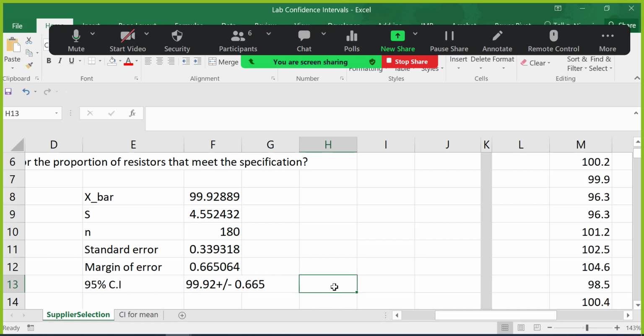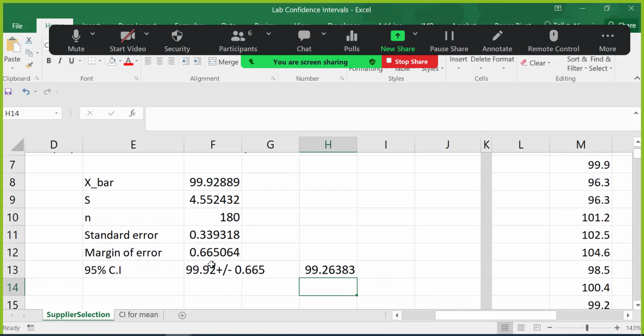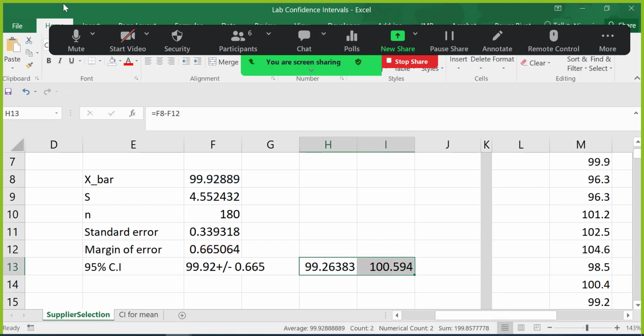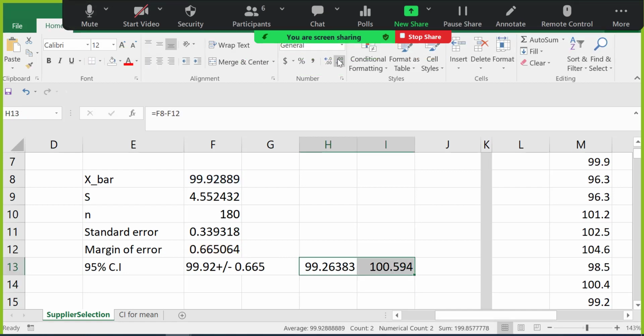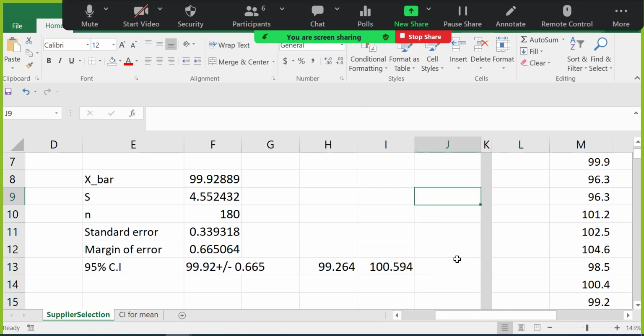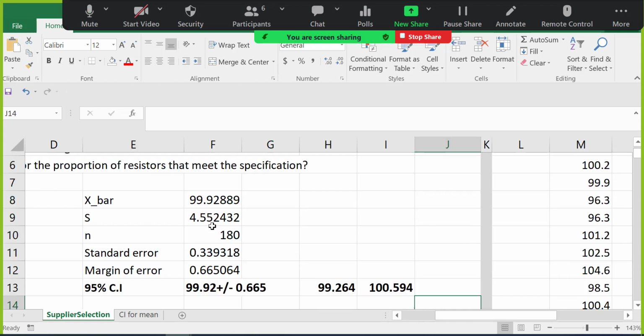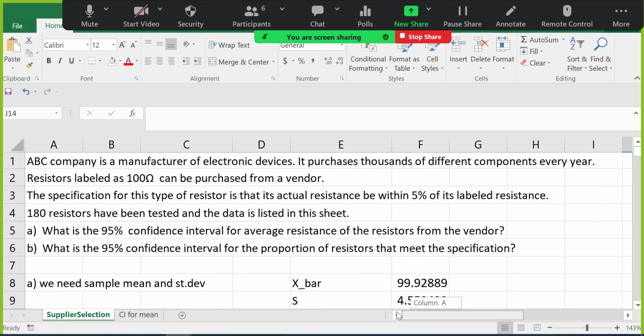You also can see that it's between x bar minus the margin and x bar plus the margin. So this is the confidence interval information here. So we answered the first question.